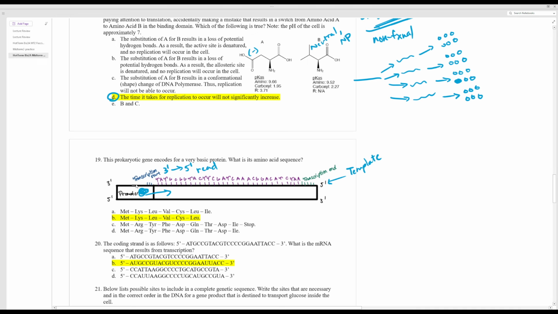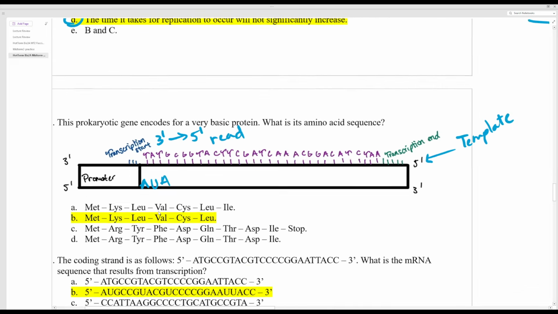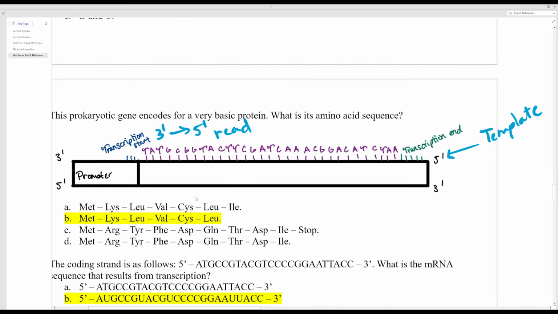Okay, so what does that mean? It means we get to transcribe this. So A goes to U, T goes to A, G, this is gonna be horrible to write, hold on. Let me zoom in. I don't remember what this looks like, hold on. I hate myself for making a question like this.